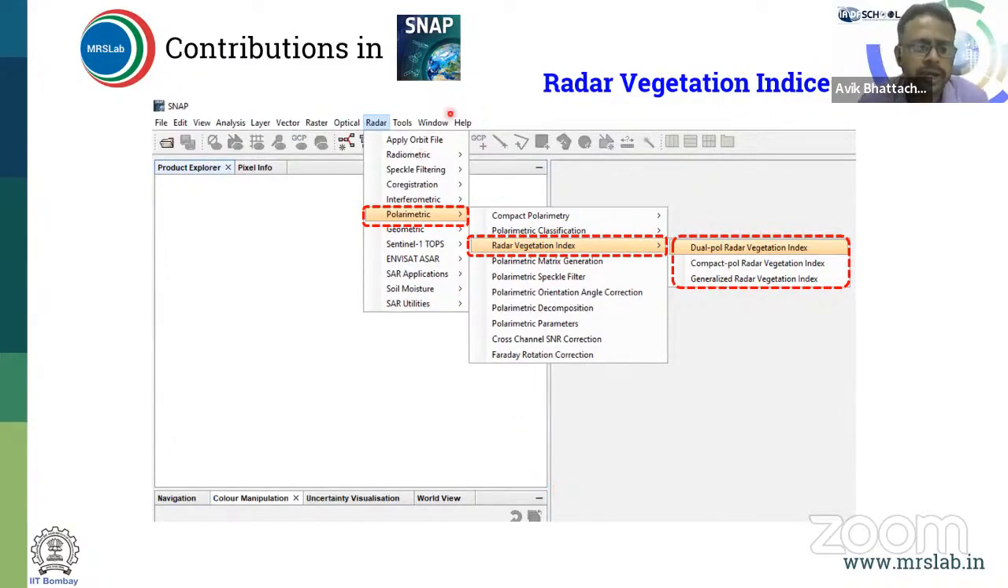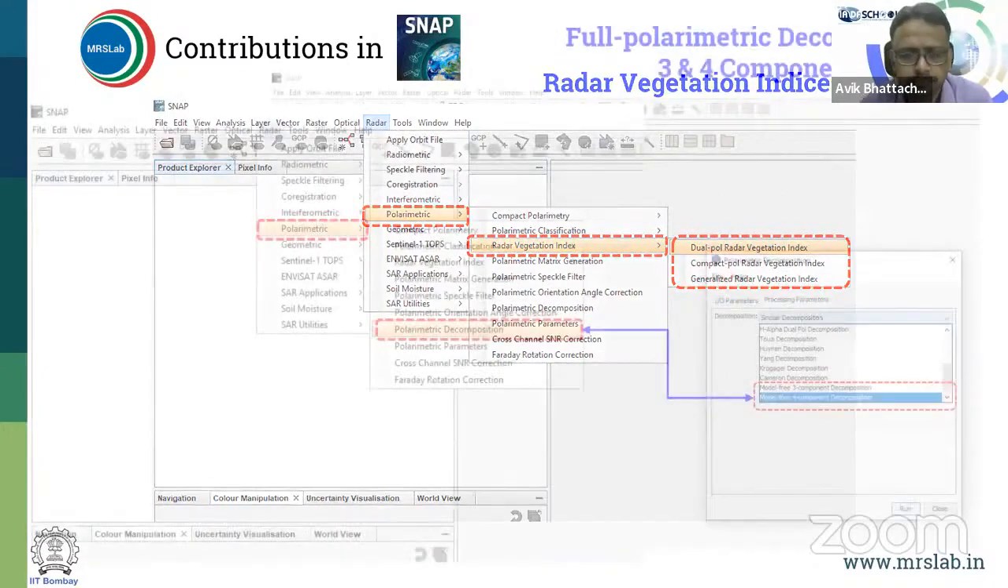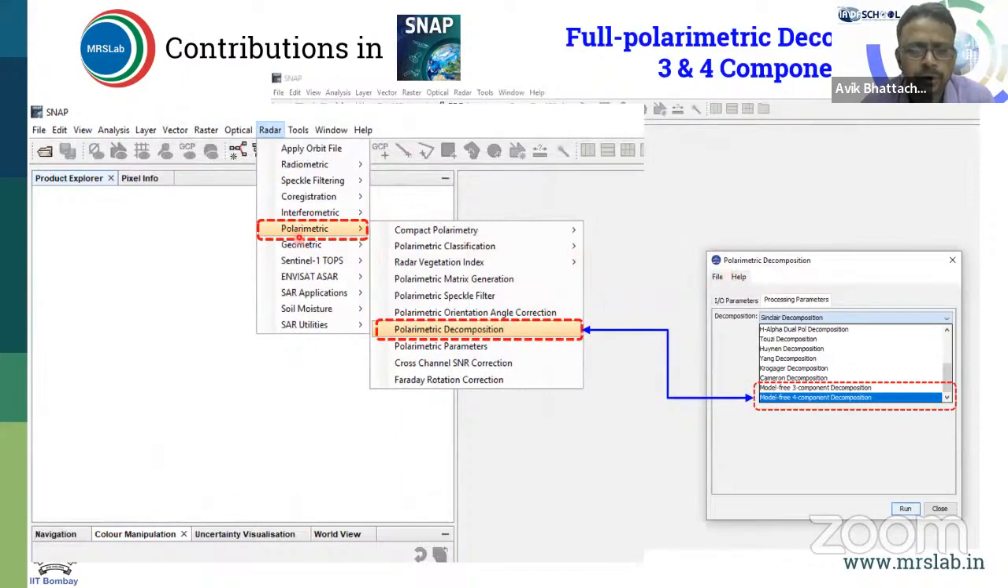If you look into the latest version of the SNAP toolbox, under polarimetric you will have the polarimetric radar vegetation indices, and you will have the dual polarimetric indices, the compact and the generalized one, which I've just shown you, which have been proposed from our lab. These are very much in use for various applications in agriculture. You can also go into the polarimetric one, and you will see something like polarimetric decompositions.